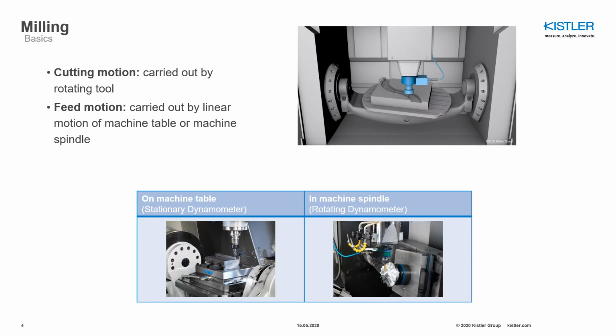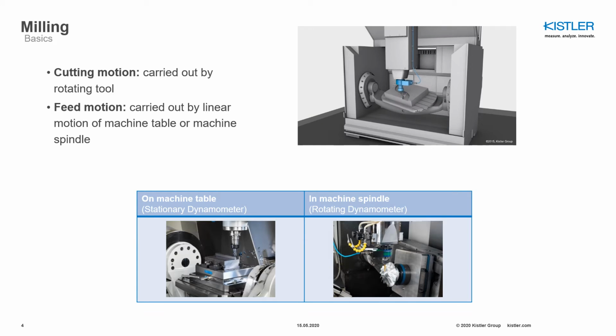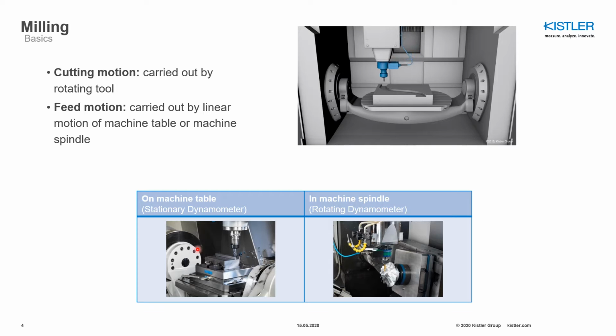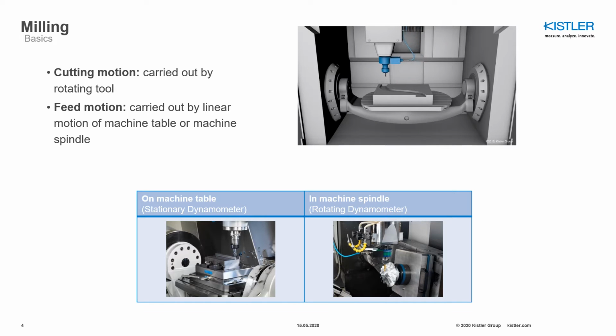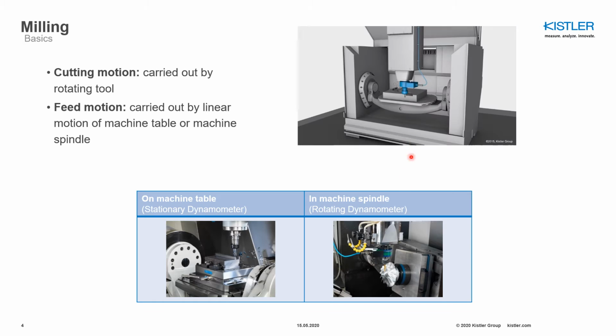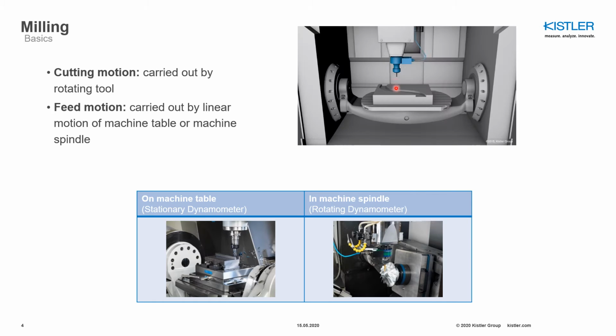There are different types of force measurement opportunities. You can either use a stationary dynamometer, as you can see here, or you can utilize rotating dynamometers, an integrated tool on the rotating dynamometer, as you can see here, in these cases.